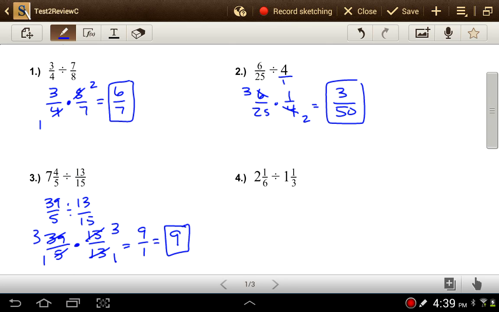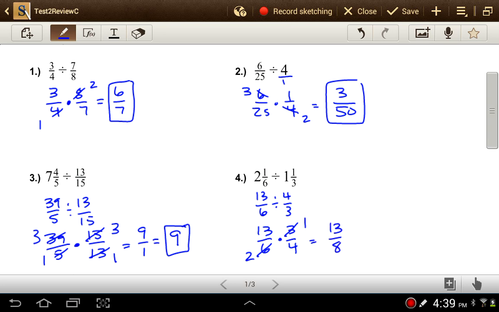And number 4, I'm going to do 6 times 2 plus 1. So 6 times 2 is 12, plus 1 is 13, over 1 times 3 is 3, plus 1 is 4. 4/3. Then I'm going to multiply by the reciprocal. So it's 13/6 times 3 over 4. I'm going to look to cross cancel. 3 divided by 3 is 1. 6 divided by 3 is 2. So that gives me 13 over 8.